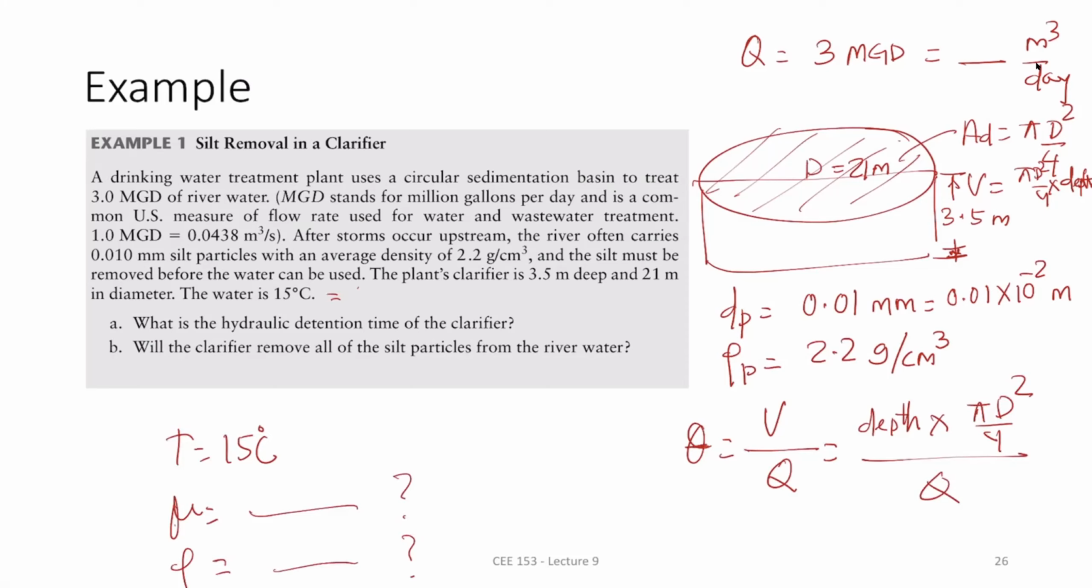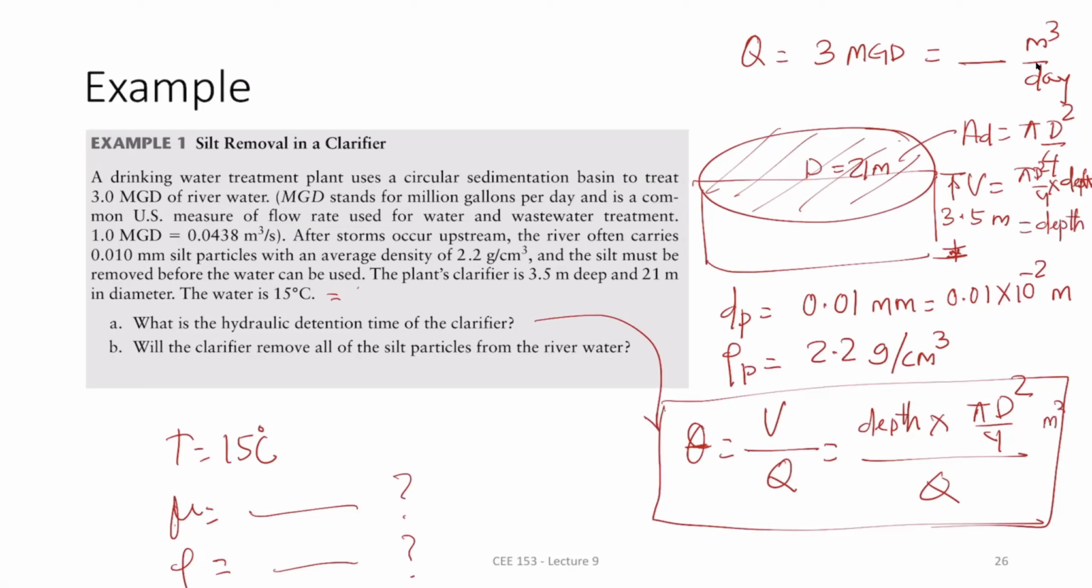So what is the hydraulic retention time? Well, I already solved this one. You can solve this one by just having this number here. Everything else is given. Depth is 3.5 meters, and D is given, Q is given. Just convert them to the right units, all meter square. So this should be meter cube. This is meter cube per day. You should be able to get that value in days.